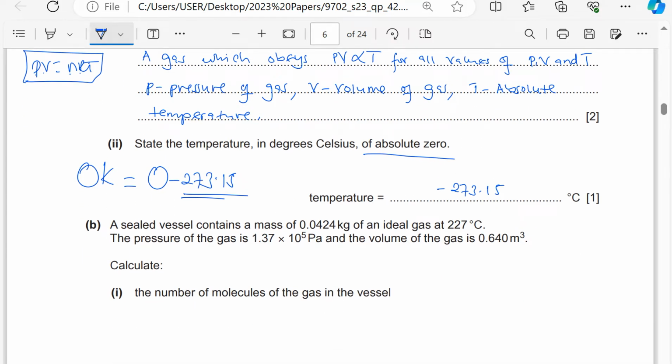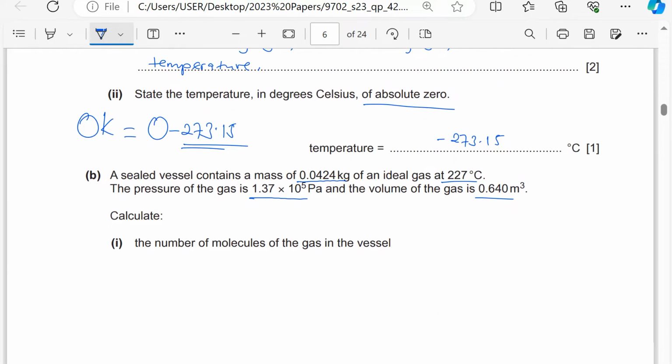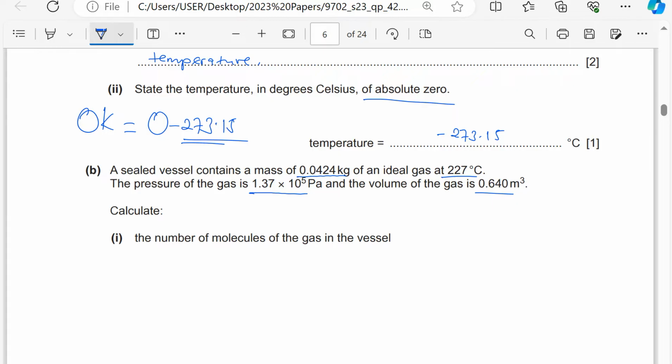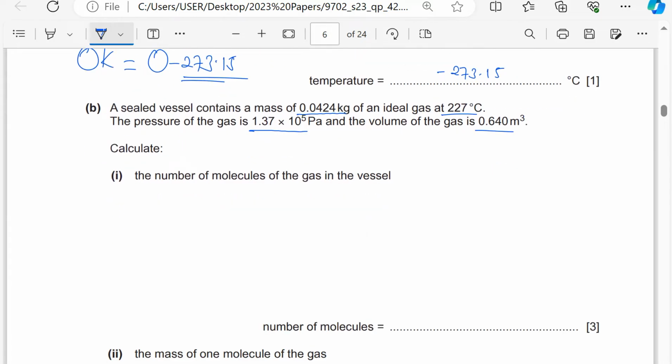A sealed vessel contains a mass of 0.0424 kilograms of ideal gas at 227 degrees Celsius. The pressure of the gas is 1.37 times 10 to the power 5 pascals, and the volume of the gas is 0.640 meters cubed. Calculate the number of molecules of the gas in the vessel.